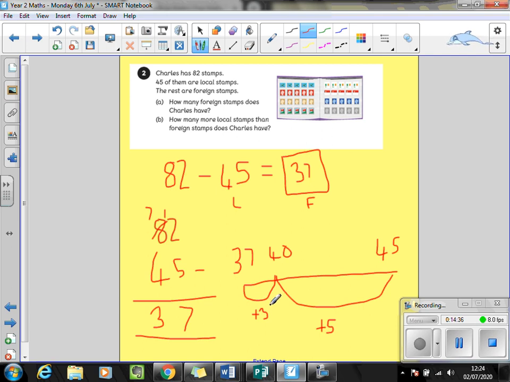So looking at the jump I've made, I've done a jump of 5 and a jump of 3. So that means I've done a jump of 8. The difference between the amount of foreign stamps and local stamps is 8.